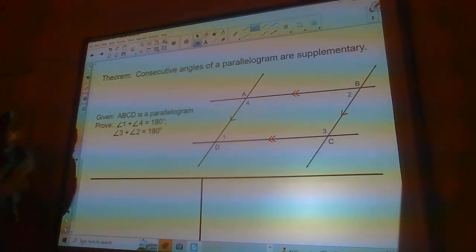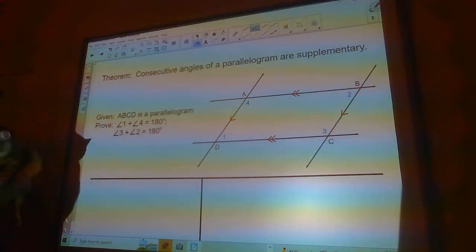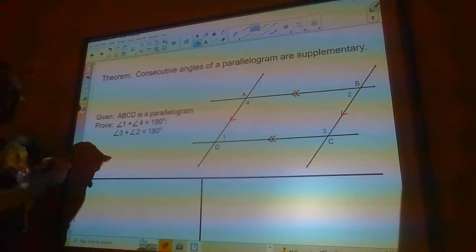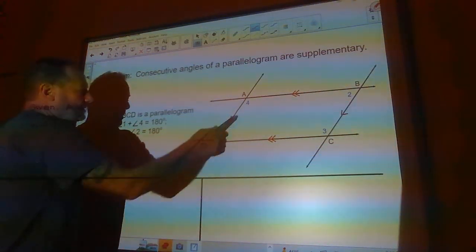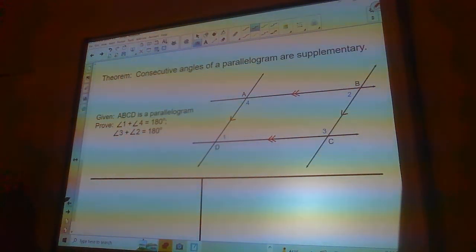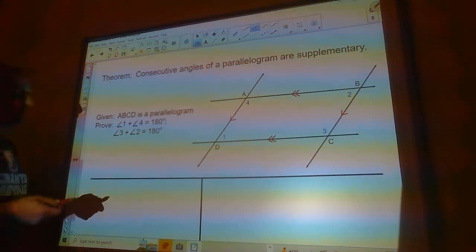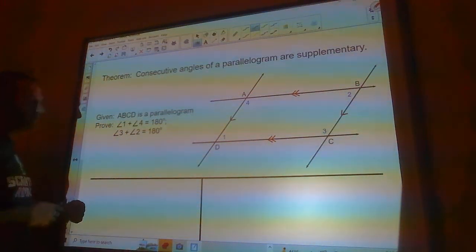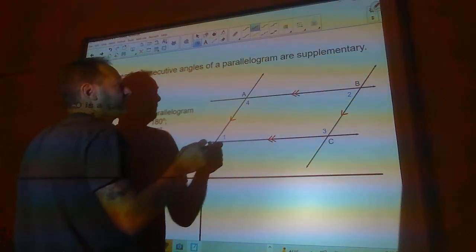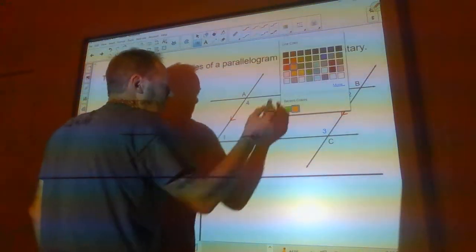So on this one, since consecutive angles of a parallelogram, we want to prove that they're supplementary. We need to show in this picture that angle 1 plus angle 4 adds up to 180, and that angle 3 plus angle 2 adds up to 180. So we're only going to do one of these. We're going to show that angle 1 and angle 4 add up to 180, and then we're going to say similarly for 3 and 2. Okay, so here we go.